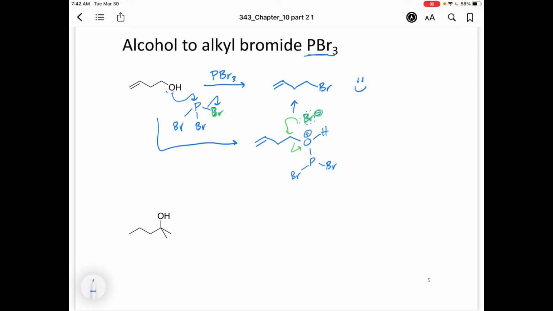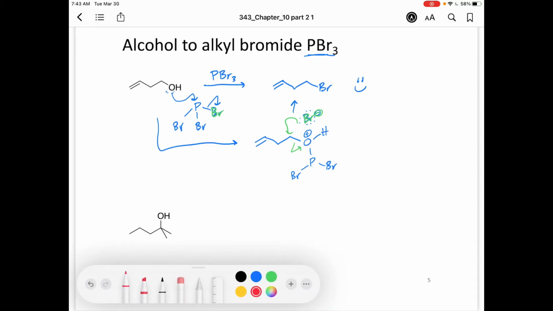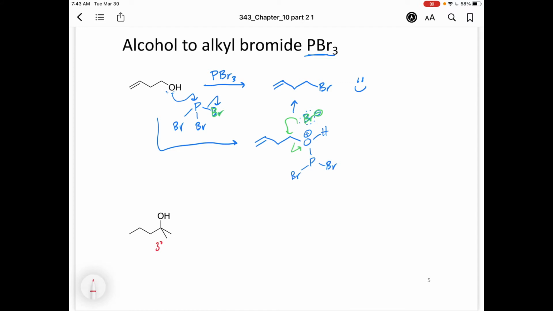So PBr3 is a great way to introduce a bromide, especially when you have acid-sensitive functional groups. Now you could always use this instead of worrying about HBr, which can also make carbocations and then do rearrangements. So this is one way that we can make this alkyl bromide. Now I want to highlight another thing. If we have a tertiary alcohol though, PBr3 does not work well. So let's write this out. It does not work with tertiary alcohols.